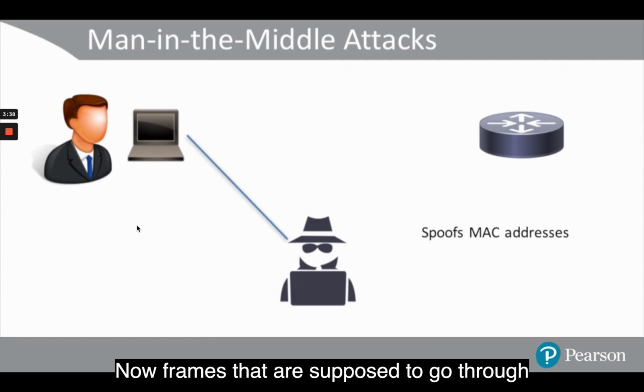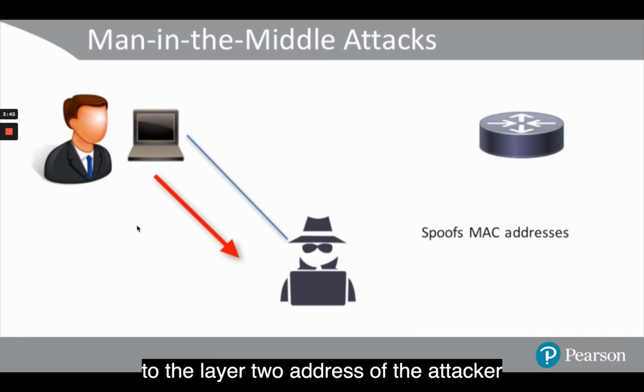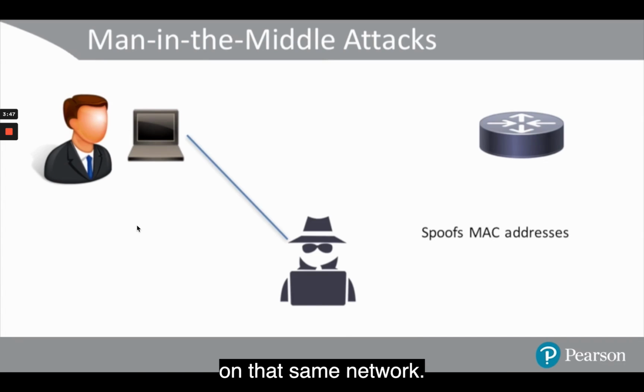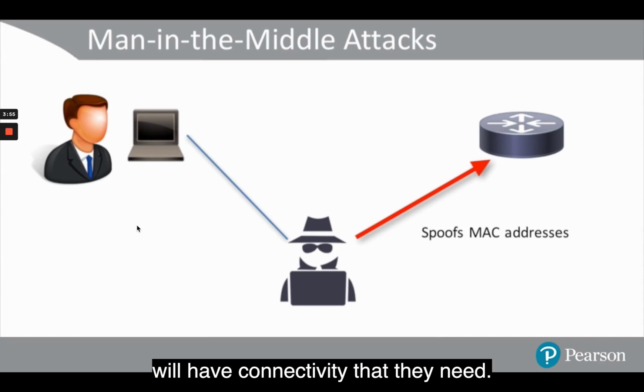Now, frames that are supposed to go through the default gateway, in that case, are forwarded by the switch to the layer 2 address of the attacker on that same network. And then as a courtesy, the attacker can actually forward the frames to the correct destination so that the client will have the connectivity that they need, and the attacker now sees all the data between the two devices.